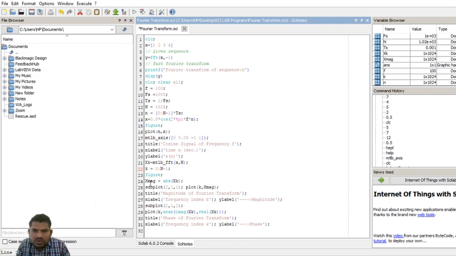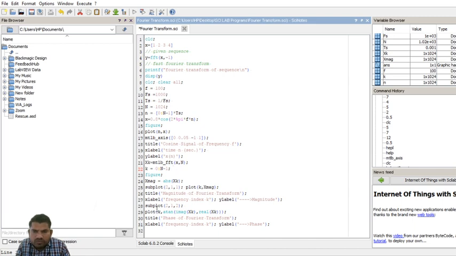To get the magnitude, x magnitude is the absolute value of x of k. Here we are performing the fast Fourier transform operation, and to that output I am applying the absolute value of x of k. Now subplot of 2 comma 1 comma 1, at the first location we display the magnitude: plot of k comma x magnitude. The title is magnitude of the Fourier transform, the x label is frequency index k and the y label is magnitude.